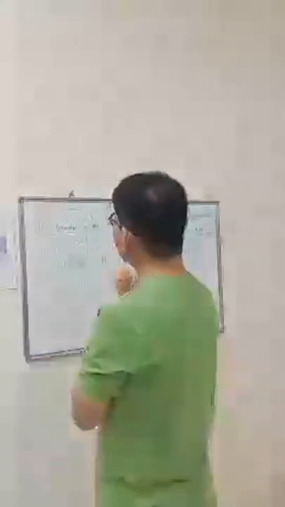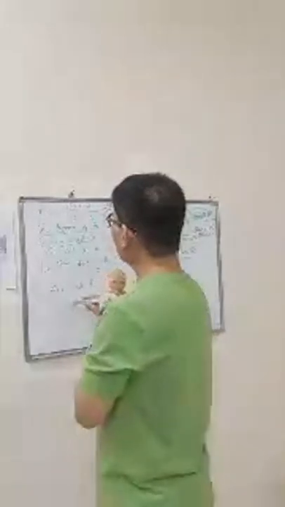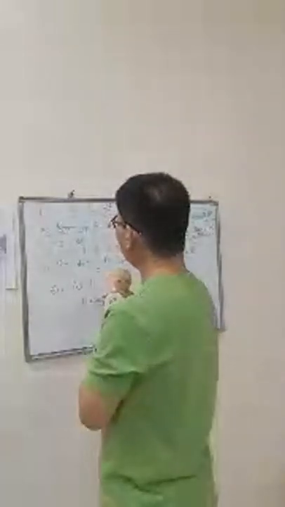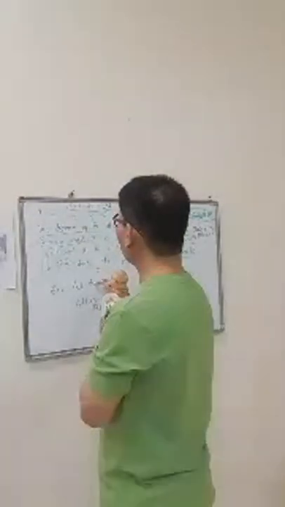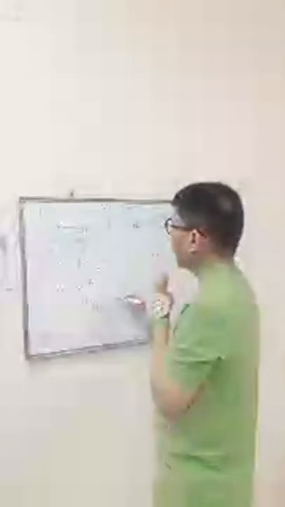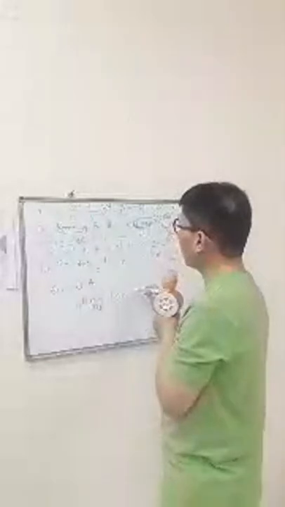Angular displacement is equal to angular velocity times time. So we have 2 pi radian over seconds, and we have the frequency. The time here is 300 seconds.